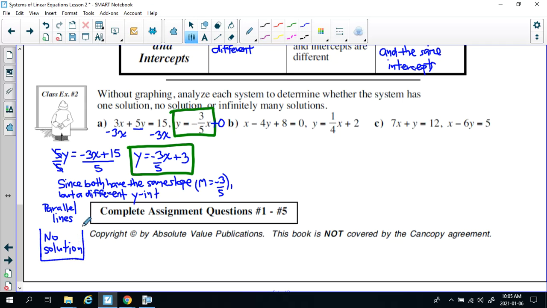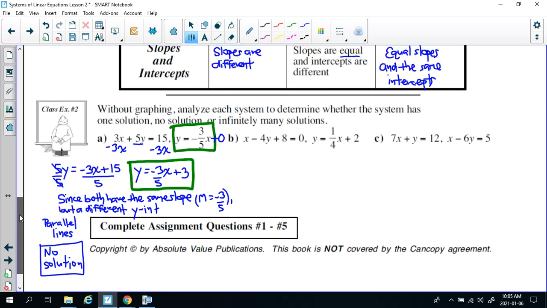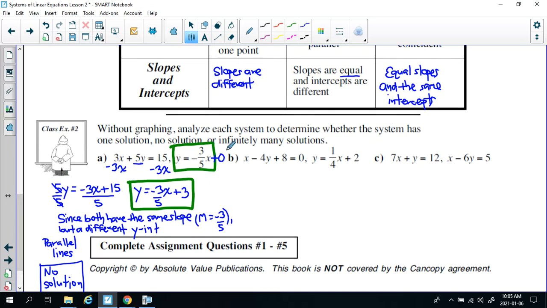And again, if you want to confirm that, you could plot both those lines on the graphing calculator, and you would just see that the lines are parallel. And if they're parallel, they never touch. If they never touch, no intersection point. No intersection point, you have no solution.